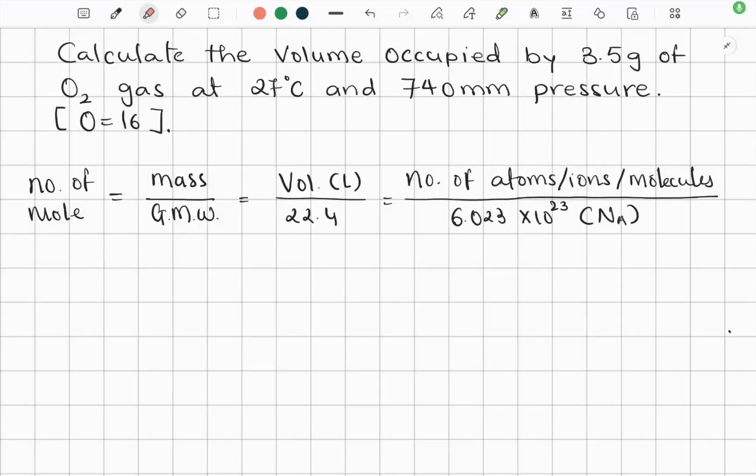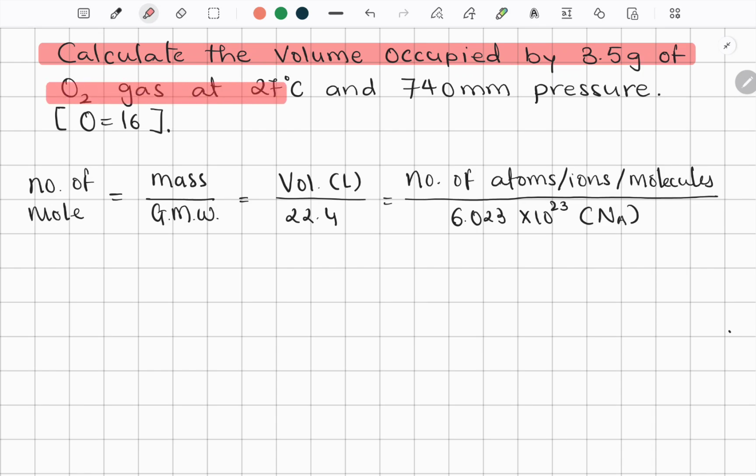So let's try to solve this question. This question says: calculate the volume occupied by 3.5 gram of oxygen at 27 degrees Celsius and 740 mm pressure, and the atomic mass of oxygen is also given, which is 16. So when you see this question at first point, it seems very simple.